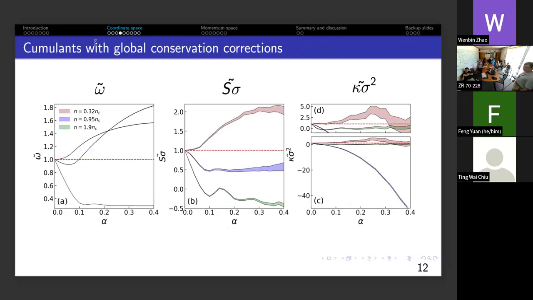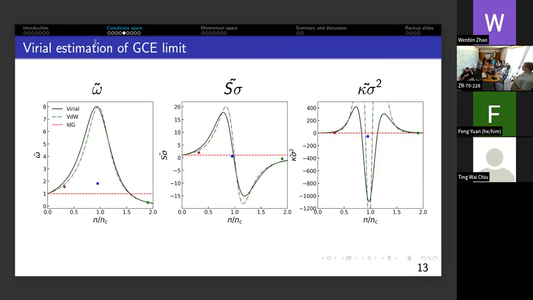You can see them here. These are our three cumulants corrected for global conservation, and their behavior is as expected. Although the question is how much is expected. We see that this red line, equal to 1, is the non-interacting ideal gas, and we see that the results deviate pretty much. But how much should they deviate in the grand canonical ensemble? It's a good question, and as you can see here, it should deviate much more.